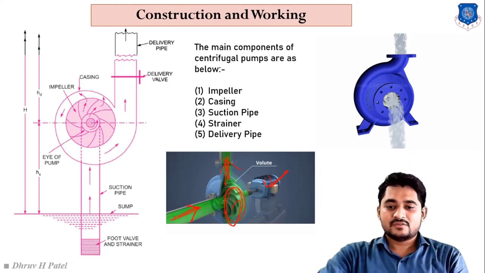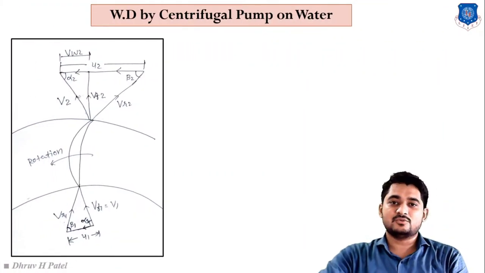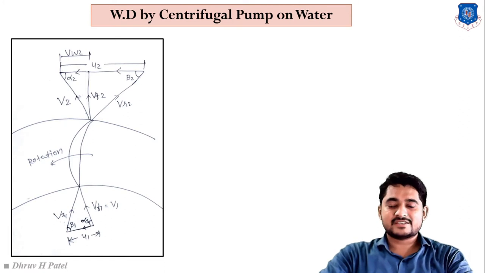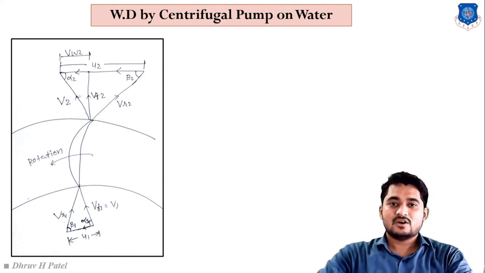Clear, students? Now let us understand the next slide: work done by the centrifugal pump, or we can say velocity triangles of the centrifugal pump. Similar to the hydraulic turbine, the velocity triangle method is the same for the centrifugal pump also. So this is the velocity triangle of the centrifugal pump.